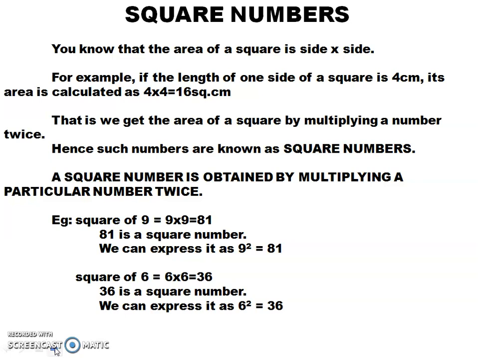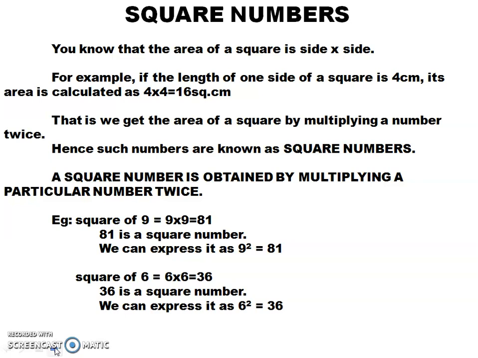Square numbers. You know that the area of a square is side into side. You have learned the same formula in lower classes. For example, if the length of one side of a square is 4 cm, its area is calculated as 4 into 4 equal to 16 square centimeter. Or you will say it as 16 centimeter square. That is, you are multiplying a number twice.